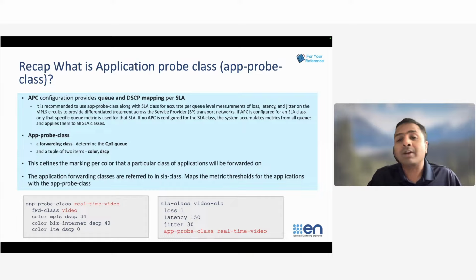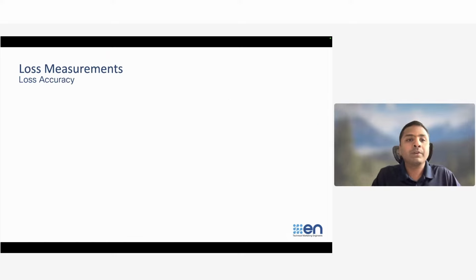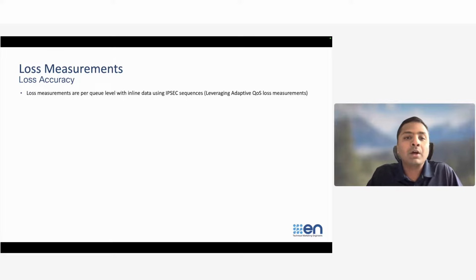So the best practice recommendation is when you turn on enhanced application aware routing, try using application probe class because it gives you more granular per queue level loss, latency, jitter measurement. This slide is for reference, and this is going to be posted to you. Again, this is a concept that existed before. So in terms of the loss accuracy, let's do a deep dive into how we do that. Loss measurements are at a queue level using inline data packets. We use the IPsec sequence numbers.